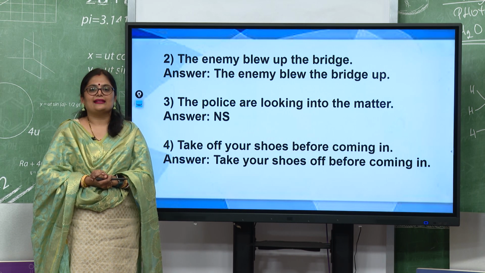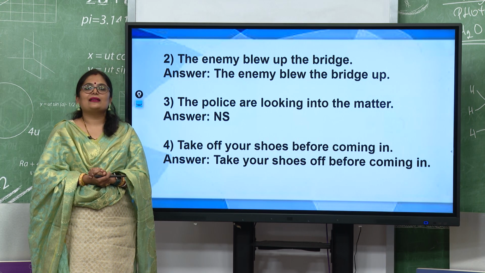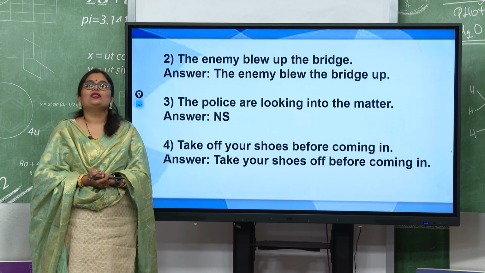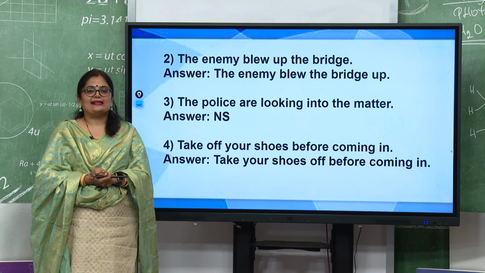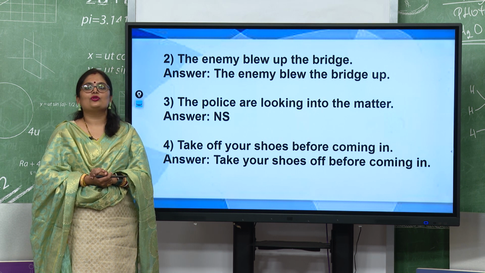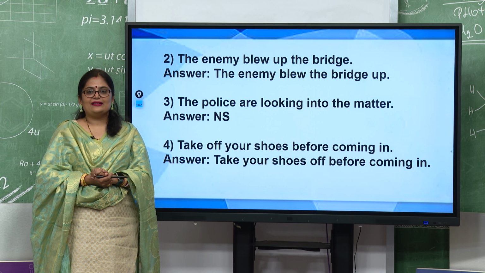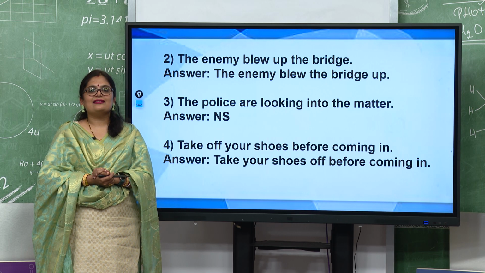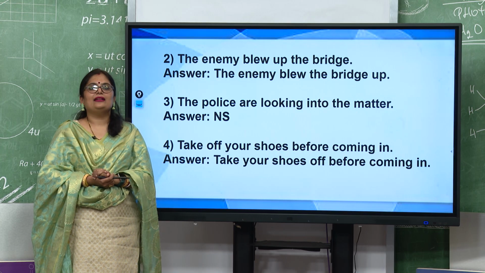In the third example, the police are looking into the matter. Can we separate the particles? We cannot. So, they are non-separable and we have to write NS. In the fourth example, take off your shoes before coming in. Can we separate the particles here? Yes, we can. So, how can we rewrite the sentence? Take your shoes off before coming in.